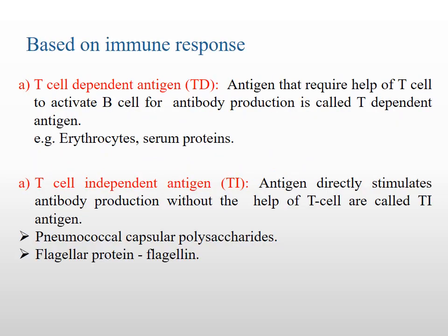Now, based on immune response, we can classify antigens into T cell dependent antigens and T cell independent antigens. T cell dependent means the antigen requires the help of T cells for the production of antibody by the B cell, whereas in the independent case, the antigen itself can directly stimulate the production of antibody. Examples of the first category are erythrocytes and different serum proteins, and for the second, pneumococcal capsular polysaccharides, flagellin, etc.